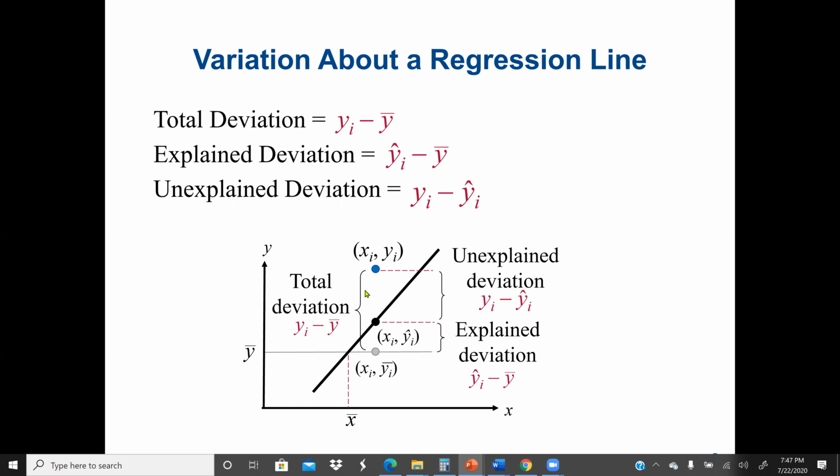Let's say we're assuming this is our y average, when we find the mean of all the actual y values. So the total deviation will be the difference of what? The actual y value and the mean. So this is the total deviation. Then unexplained deviation will be the difference of the actual y value and the predicted y. Then explained deviation will be the difference, again, between the predicted y value and the mean y.